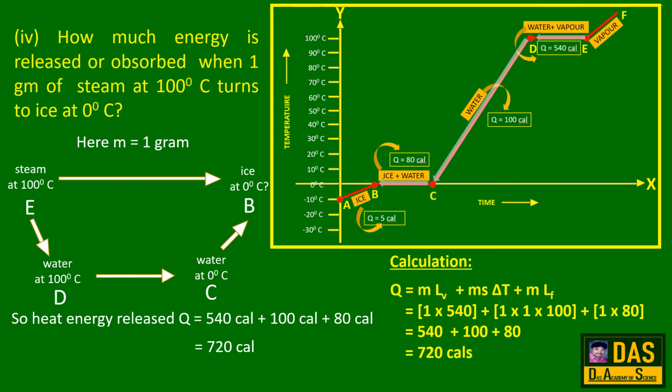So all these values if we substitute in this formula, we get 1 into 540, that is 540, plus 1 into 100, that is 100, plus 1 into 80, that is 80. In total 540 plus 100 plus 80, that is 720 calories.